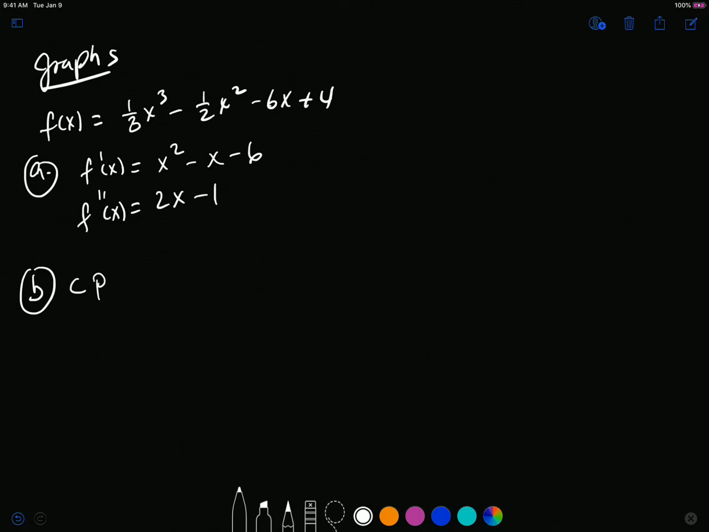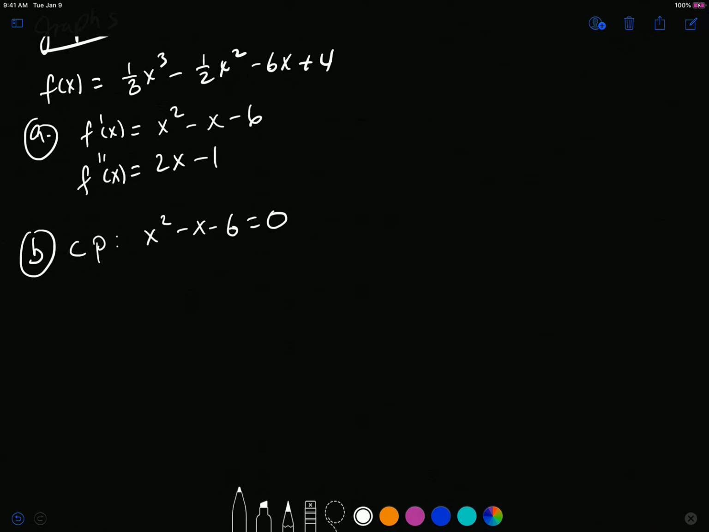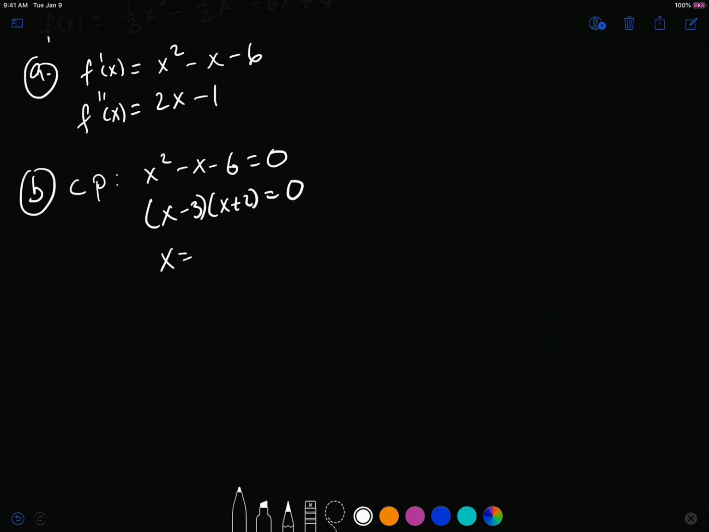The critical points are found when you take the derivative and set it equal to 0. Well, x^2 - x - 6 = 0. You can either use the quadratic formula or factoring to get to the answers. I believe it is (x - 3)(x + 2). And so I get that x = 3 and x = -2. Those are my critical points.